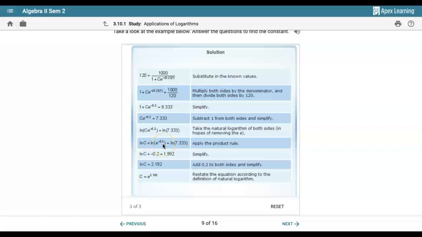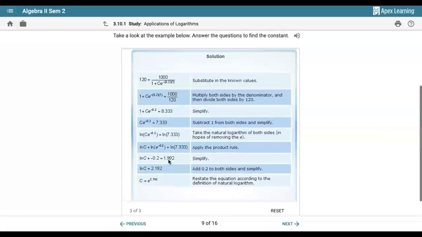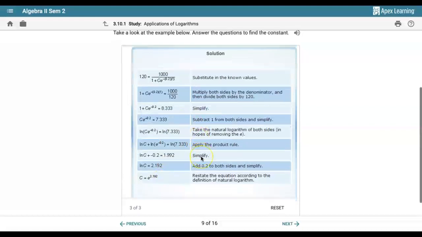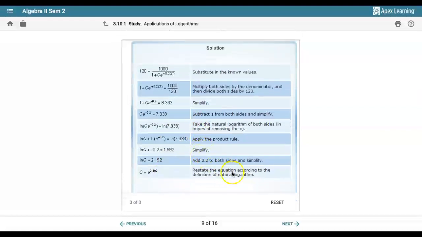Okay, we can use our property of ln, and if we have the ln of two things multiplied together, it's like having them being added, right? All right, and then what we can do is we can then solve for our function here. So C is equal to e to the power of 2.192. Or again, if we were to solve that out, it would be a value of 9 there.